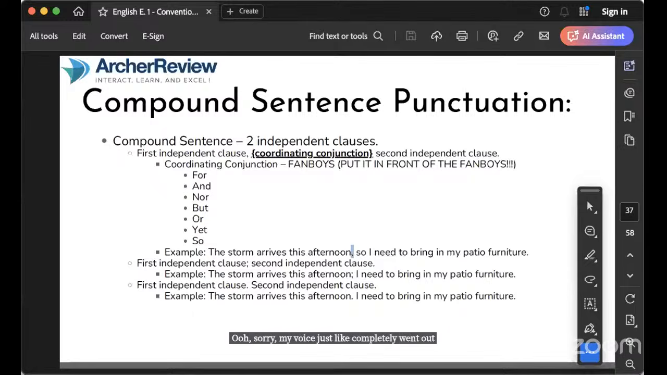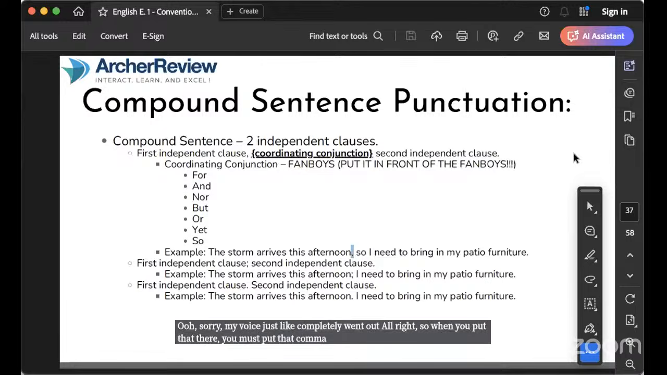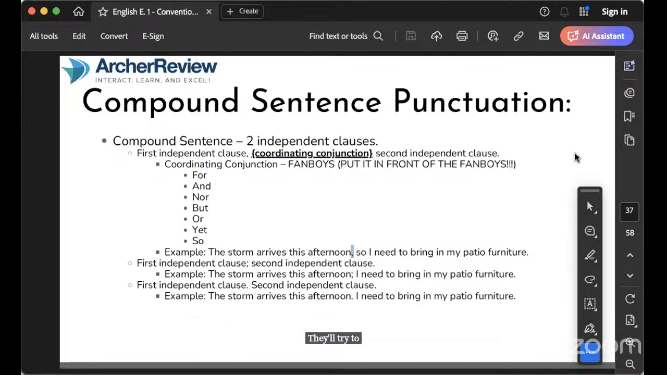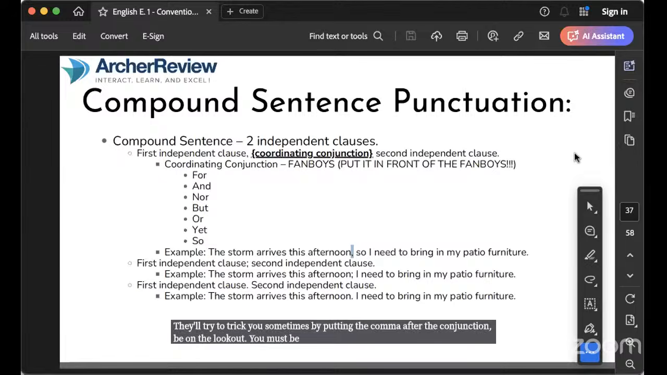All right. So when you put that there, you must put that comma in front of the coordinating conjunction. Now remember, that's important. It has to go in front of that coordinating conjunction. They'll try to trick you sometimes by putting the comma after the conjunction. Be on the lookout. You must be diligent in looking and checking to make sure the comma is before the conjunction, not after that conjunction. Okay?